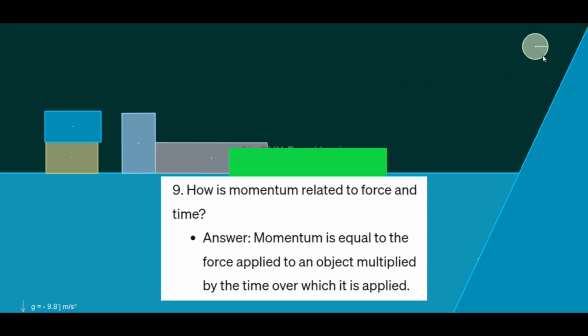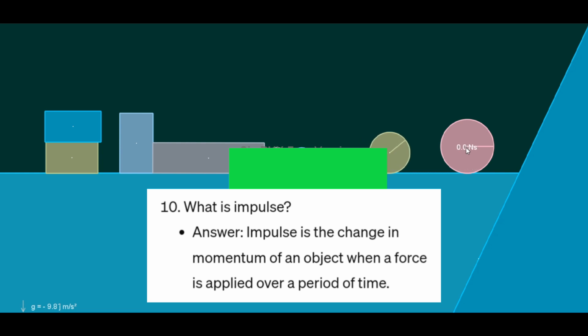How is momentum related to force and time? Answer: momentum is equal to the force applied to an object multiplied by the time over which it is applied. What is impulse? Answer: impulse is the change in momentum of an object when a force is applied over a period of time.